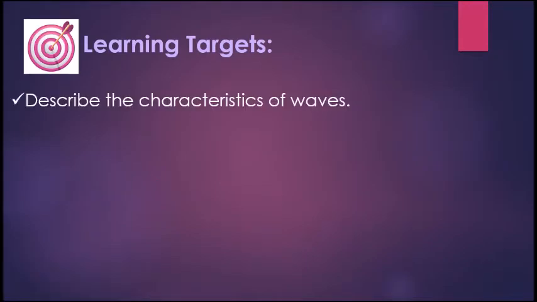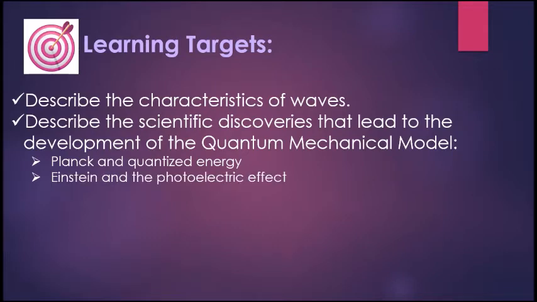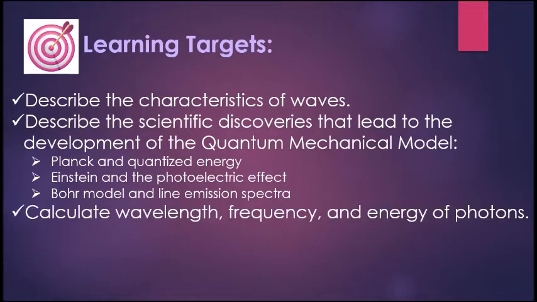Learning targets for today. We're going to describe the characteristics of waves and review those. Describe scientific discoveries that led to the development of the quantum mechanical model. We're going to build this process, starting with Planck and quantized energy, talking a little bit about Einstein and the photoelectric effect and what he theorized from there, and the Bohr model and the line emission spectrum. We are going to do some problems where we're calculating wavelength, frequency, and energy of photons.